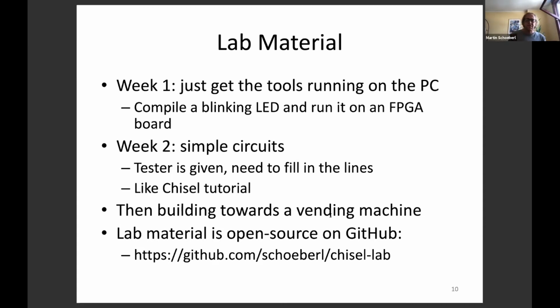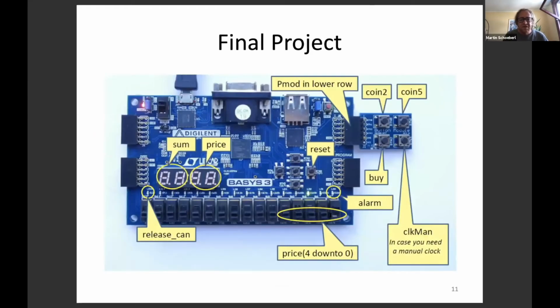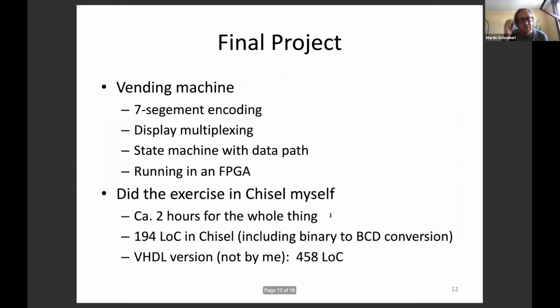And then they're building towards a vending machine as a final project. Final project, this is the FPGA board we are using. It's a Xilinx, a little bit oldish board. So we're having these buttons to press and then adding some coins and so on. It's a basic vending machine, nothing special. So they have to do the segment encoding as the first part, then they do display multiplexing. This was always a little bit painful in the years before because they have to learn how to generate timing with counters and so on. And I think with Chisel it was a little bit less painful. And then they do a state machine with data paths and run it in the FPGA.